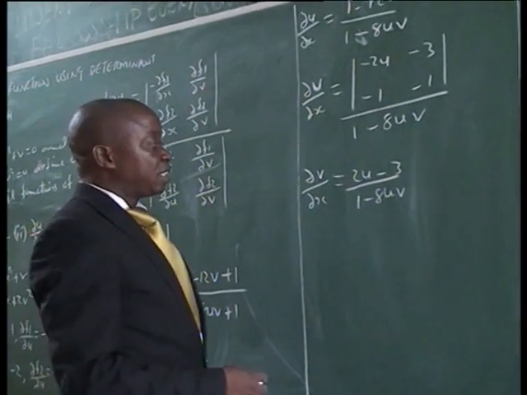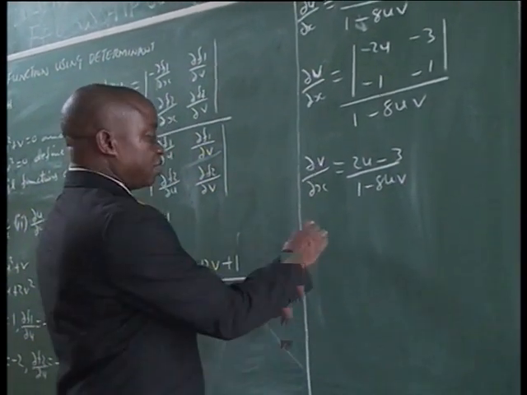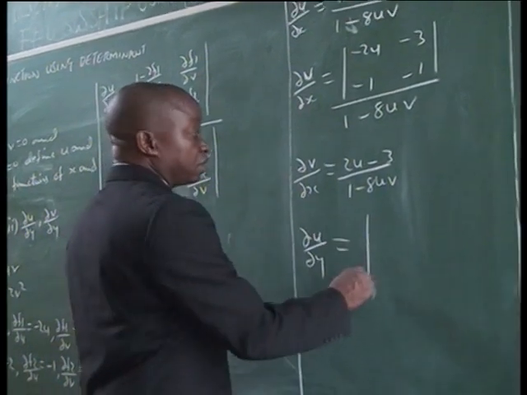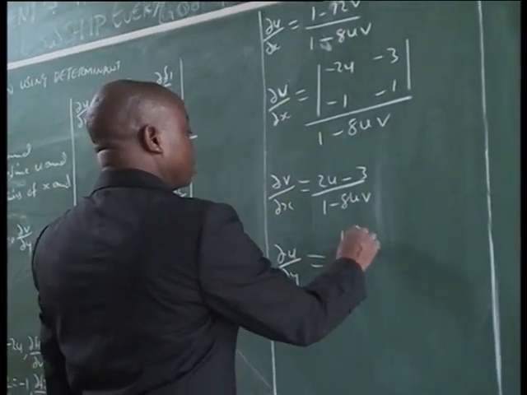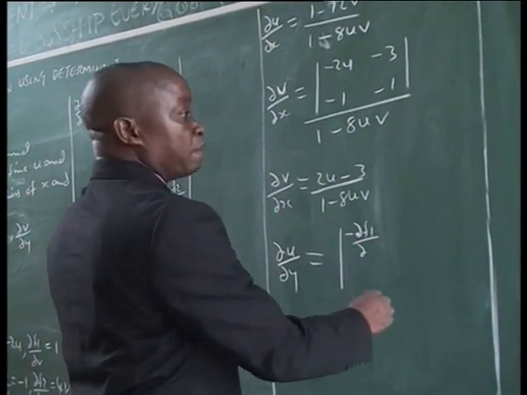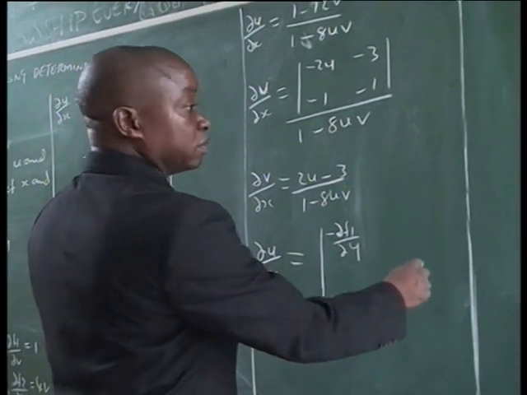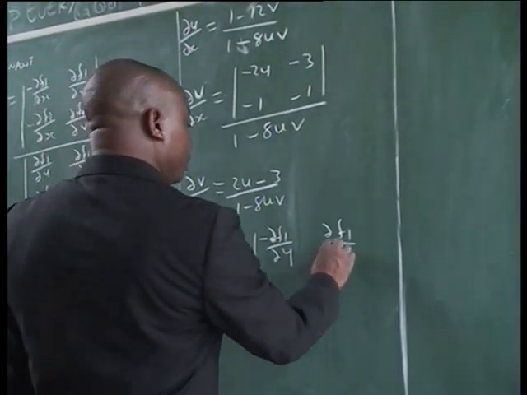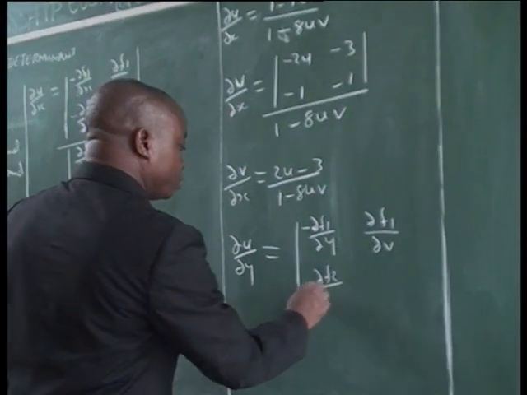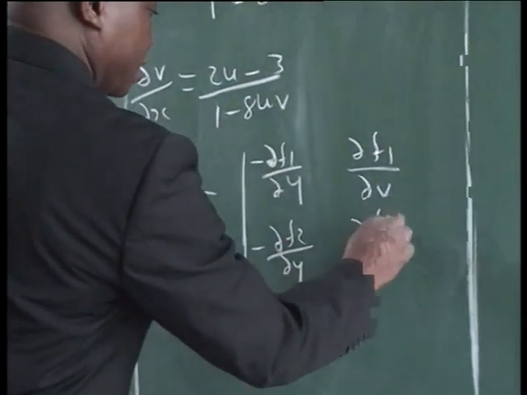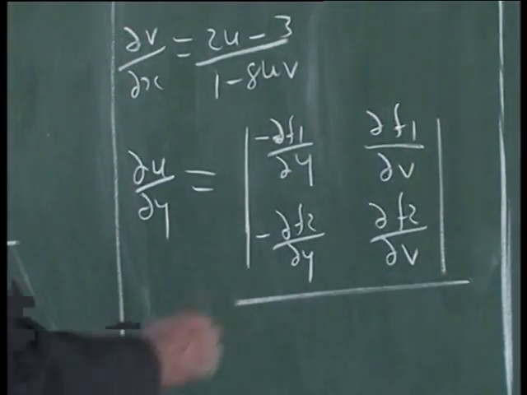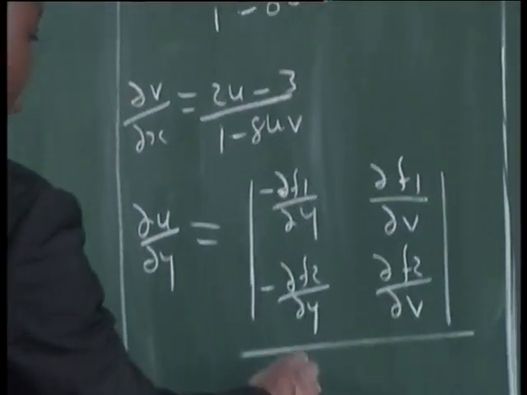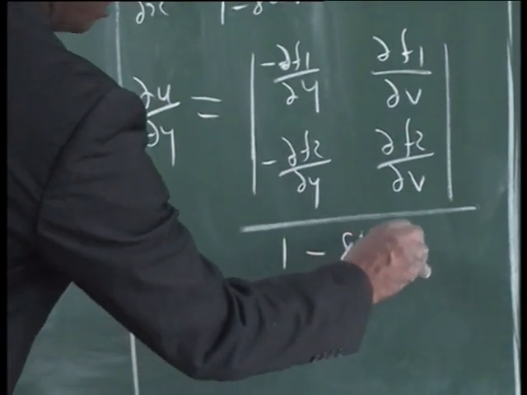We also look at partial u partial y. We define it to be minus partial f1 partial y, then we also have partial f1 partial v, and then minus partial f2 partial y and partial f2 partial v, divided by the same determinant, 1 minus 8uv.